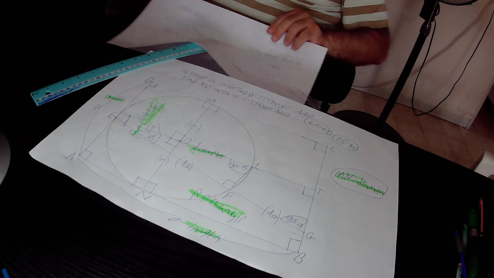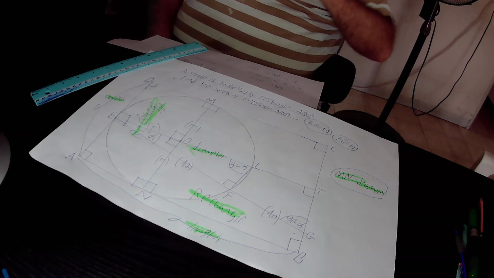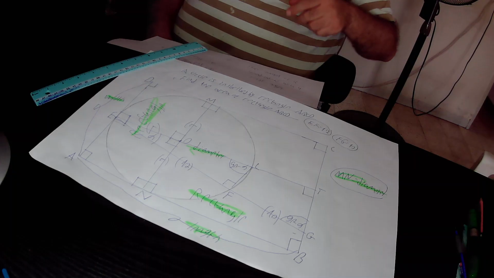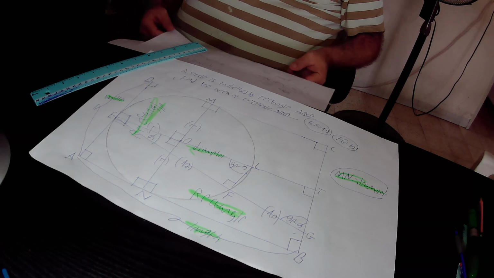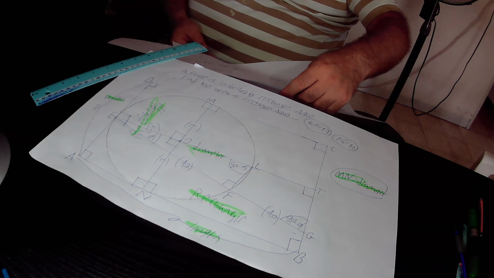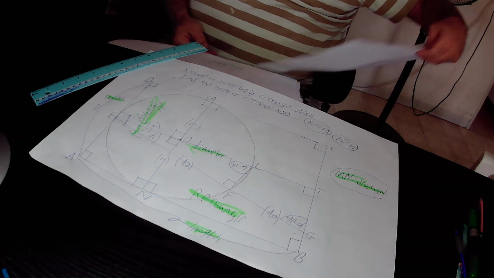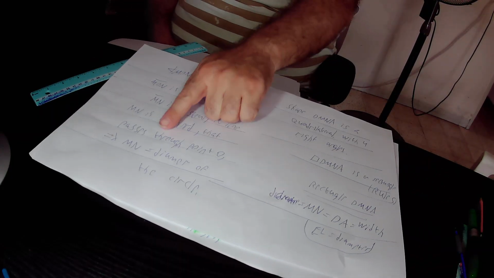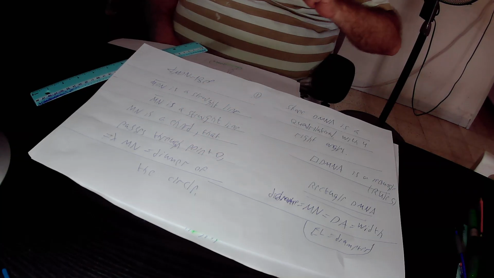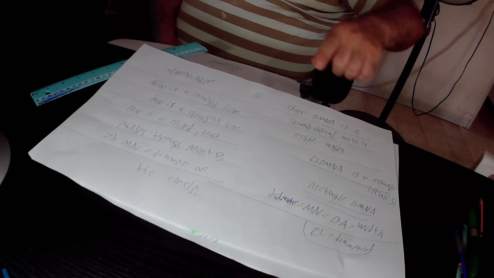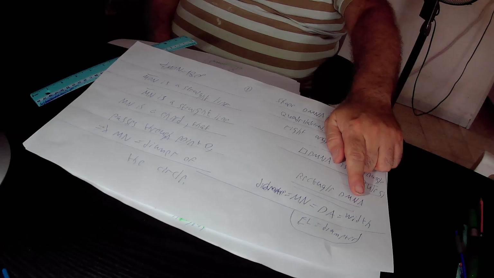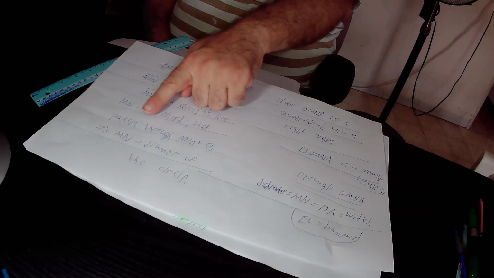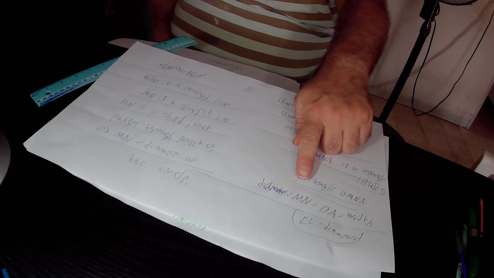But actually we already found out that MN is the diameter of the circle. So MN equals DA, and DA is the width of rectangle ABCD according to our definition. And we have already found out that MN is the diameter of the circle. So we can write here that MN is the diameter of the circle.